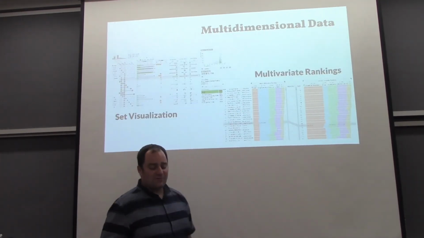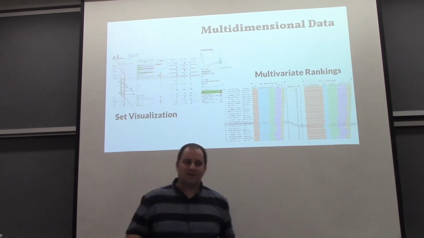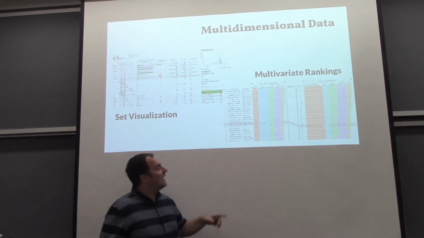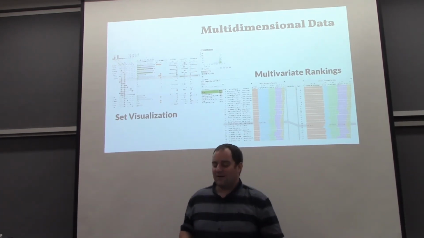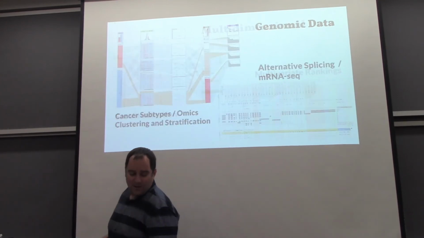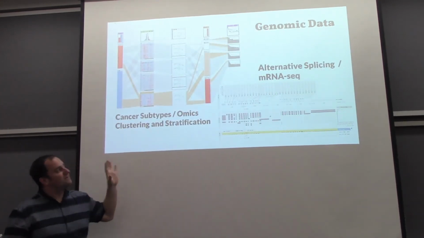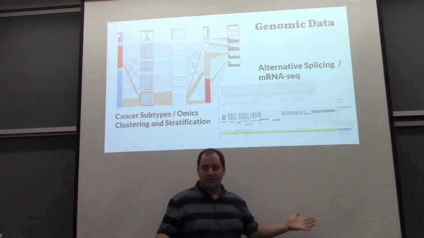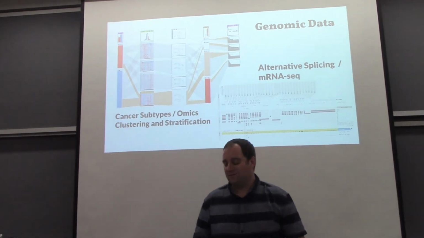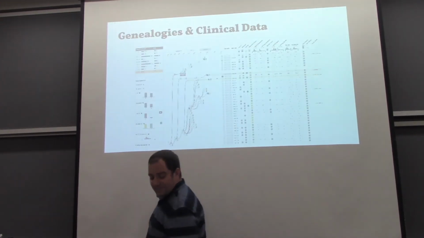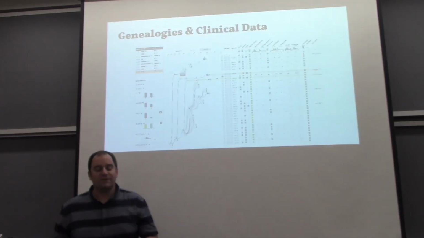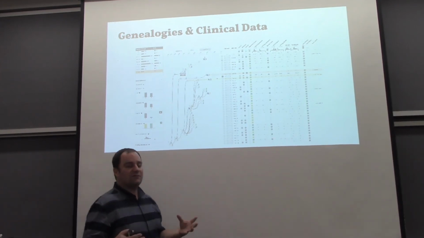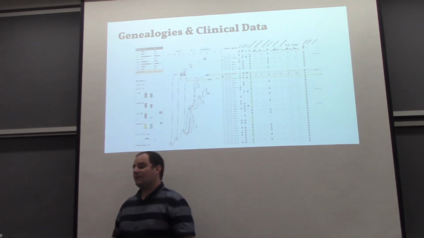I work on multidimensional data. I've actually developed a solution to the banana Venn diagram. I'll talk about it sometime in the class. I've developed a method for multivariate ranking that is quite popular. You've seen this one here. This is some of my genomic work, an example of genome data analysis, alternative splicing, mRNA-seq data. Here is a data set that is very unique to Utah. This is a genealogy. In Utah, we have really great genealogical data sets, which we can use for population health studies.